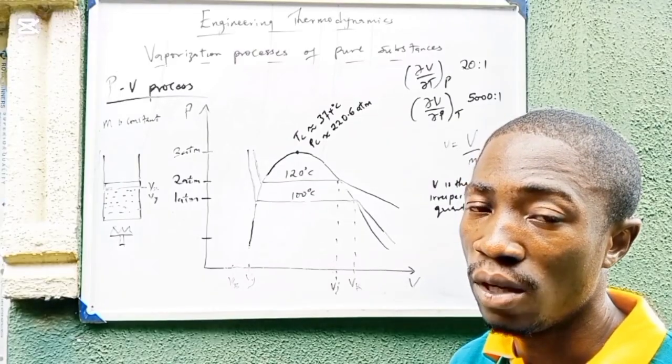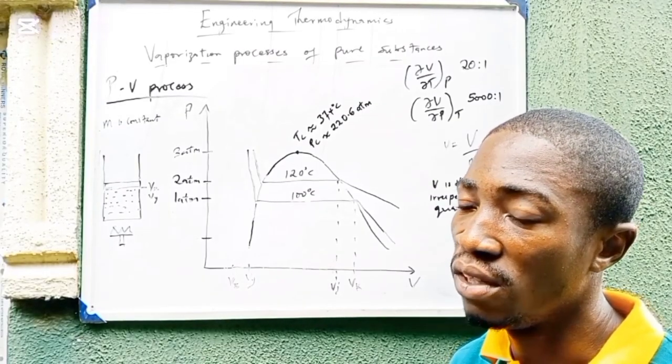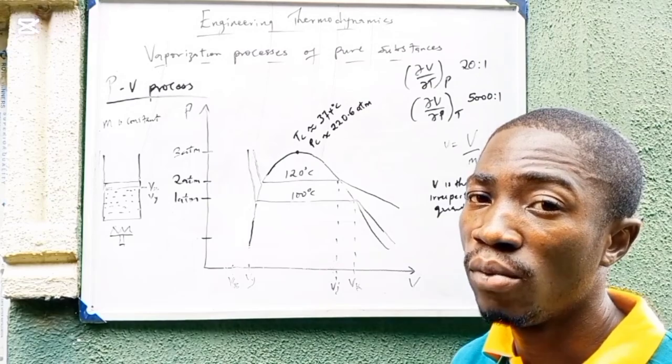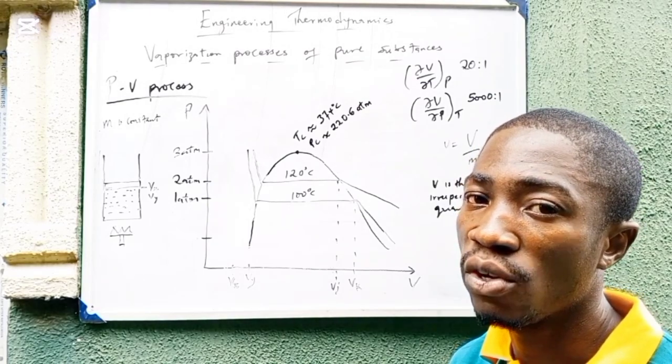That's what you need to know about the TV process and the PV process. They are called vaporization processes of pure substances.